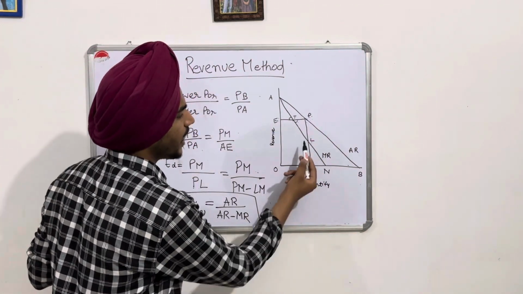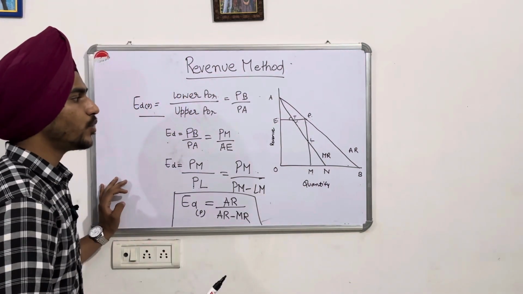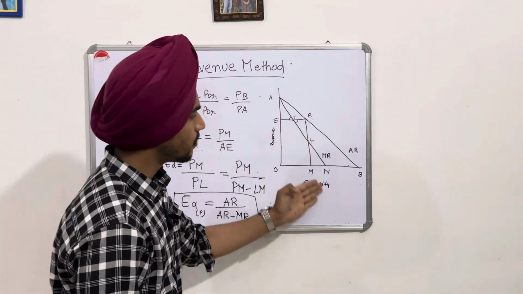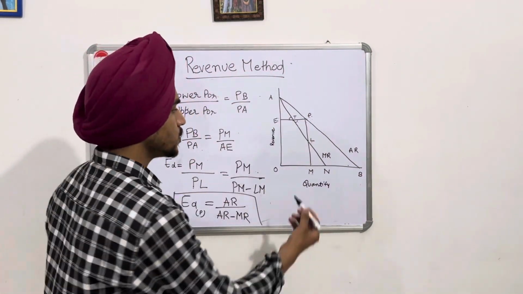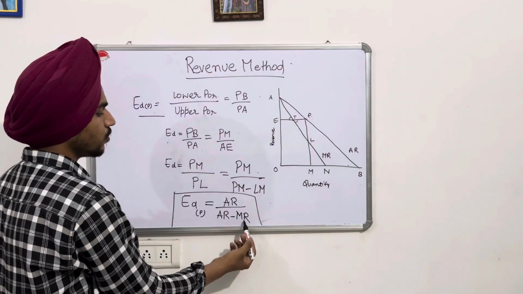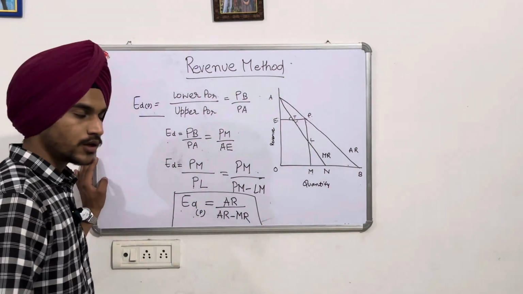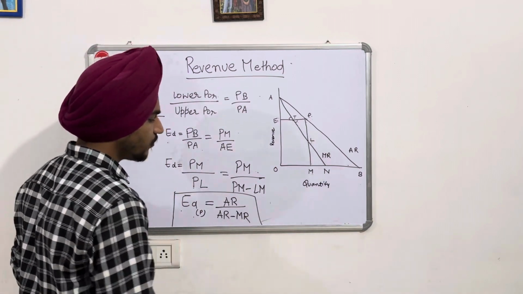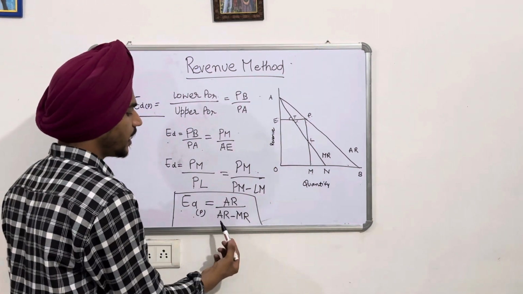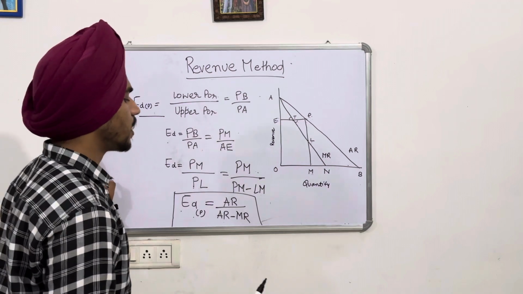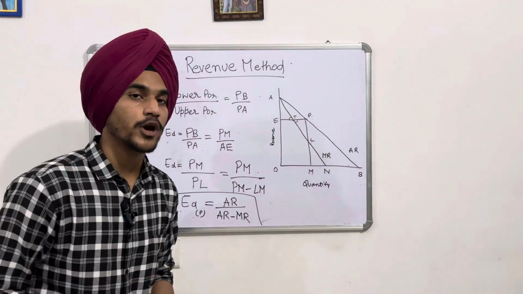LM, can we say LM is marginal revenue at point P because it is touching the marginal revenue curve? Yes, it is marginal revenue. So elasticity at point P will be average revenue at point P divided by average revenue at point P minus marginal revenue at point P.